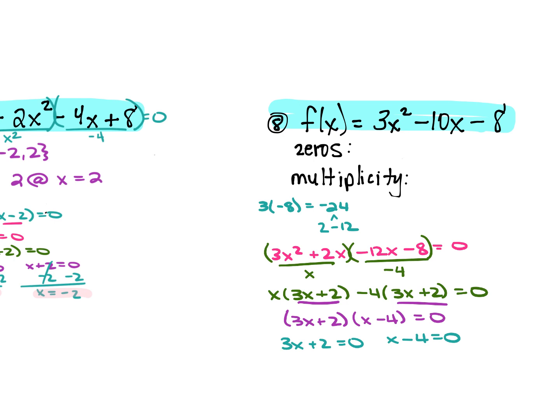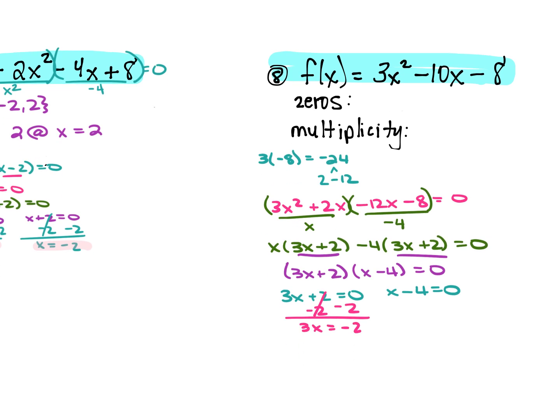For the 3x plus 2 is equal to 0, you're going to subtract 2 from both sides. You get that 3x is equal to negative 2. Then you're going to divide each side by the 3, and you get that x is negative 2/3.